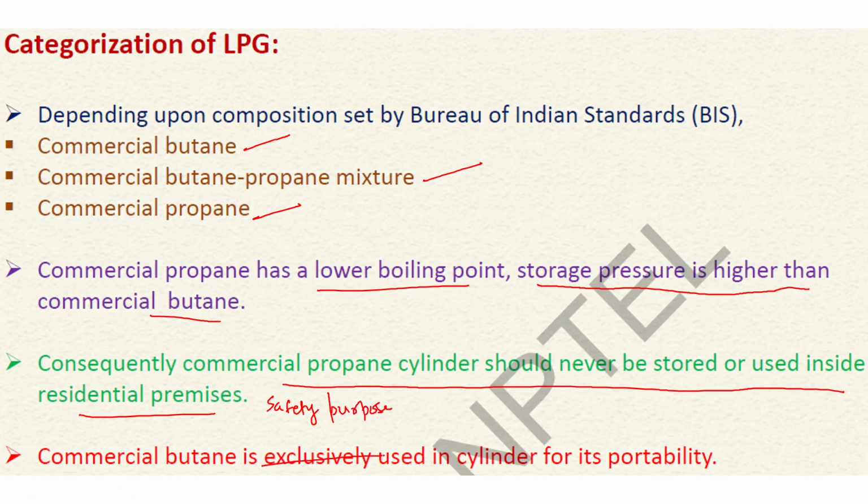Commercial butane is exclusively used in cylinders for its portability, whereas commercial butane is quite safer compared to propane. So it can be easily stored in a cylinder and easily transported from one place to another.